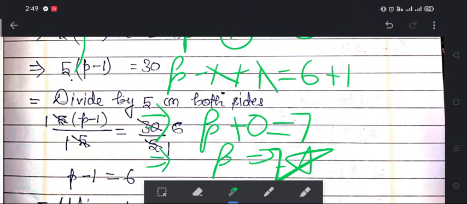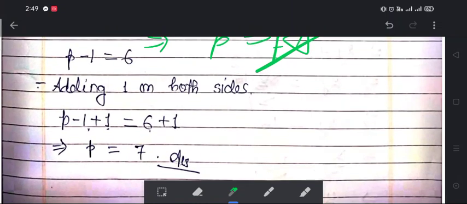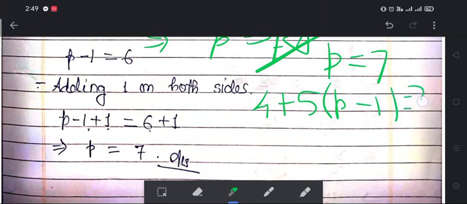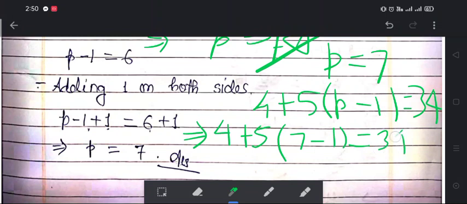Now let's check the solution. For this we have to put p is equal to 7 in the original equation, and the equation was 4 plus 5 into p minus 1 is equal to 34. So now substitute the value. This implies 4 plus 5 into 7 minus 1 is equal to 34.